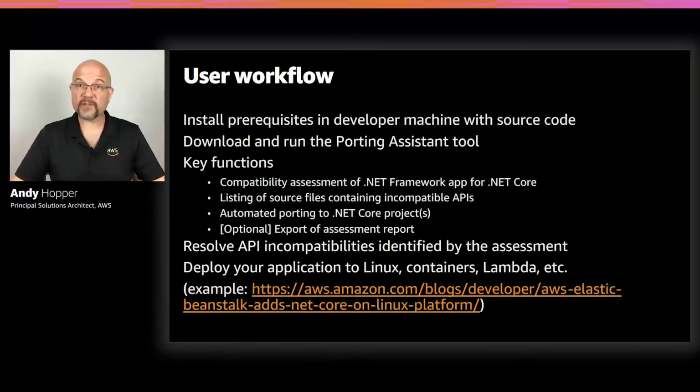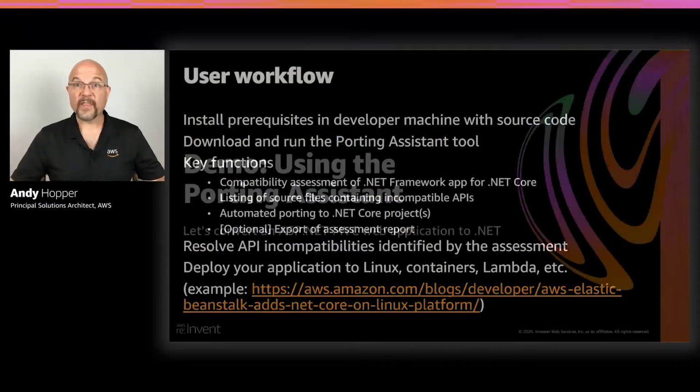And then once you've performed your porting activities and you've got your code building again, you're then able to deploy it. You can put it onto Linux, you can put it into containers, and in fact, I've got an example right here in the slide deck that shows you a walkthrough for how you can take your newly ported .NET Core application and deploy it on Elastic Beanstalk with a Linux operating system.